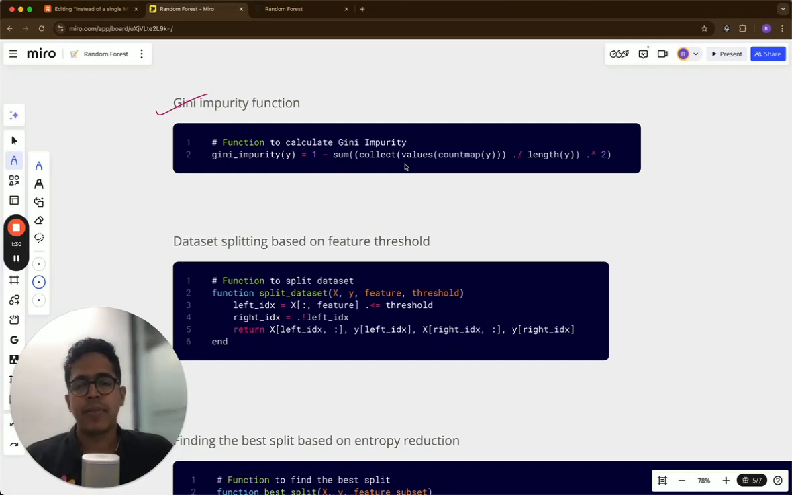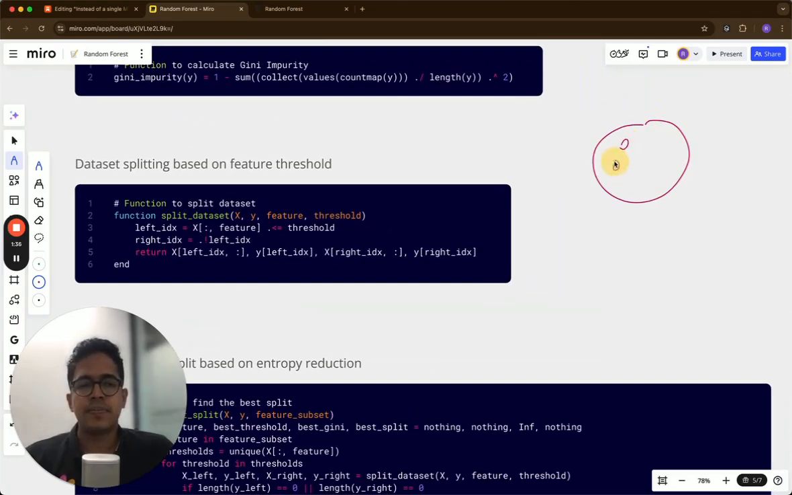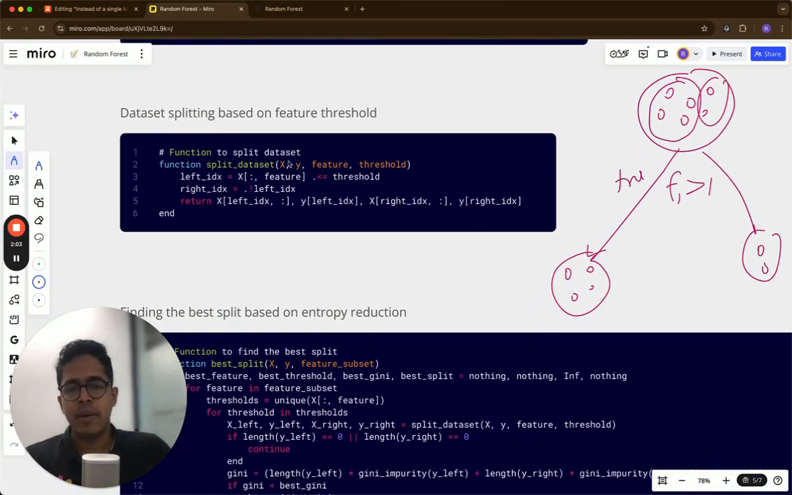Then this is data splitting based on the feature threshold. If this node has these many data points and you decide feature 1 greater than 1, where feature 1 is the feature and 1 is the threshold, then the data points for which it is true should go here. So these 4 should go here. And if for these 2 data points this condition is false, then those 2 should go here. So the data set should be split into a left branch and a right branch. That is what is happening here. You have the data set and labels X and Y, then the feature that you're using and the threshold for that feature.